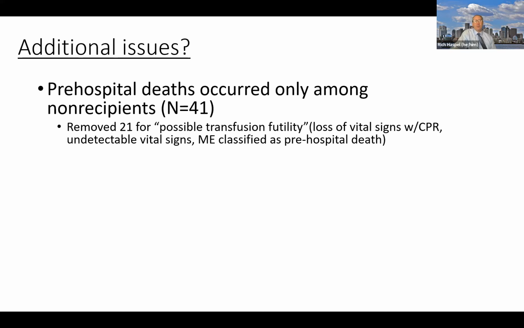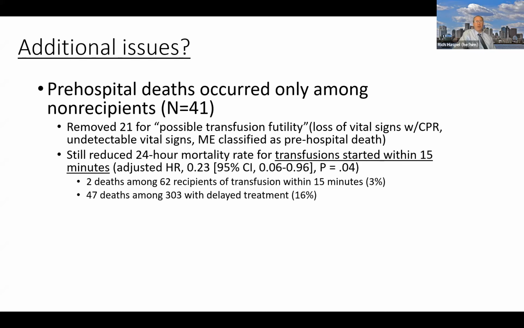If you remove 21, so what they did after the fact, they decided finally towards the end of the paper, we're going to remove 21 for quote unquote possible transfusion futility. Loss of vital signs, undetectable vital signs, or ME actually classified as a pre-hospital death. Okay, so when you remove those, they said it still reduced 24-hour mortality for transfusion started within 15 minutes. Okay, so it still reached significance, it was P of 0.04.